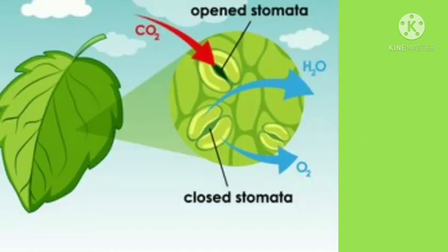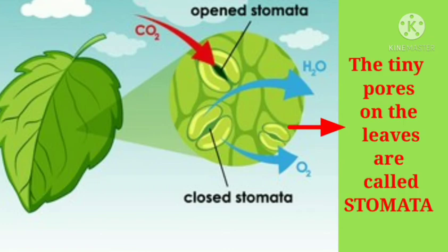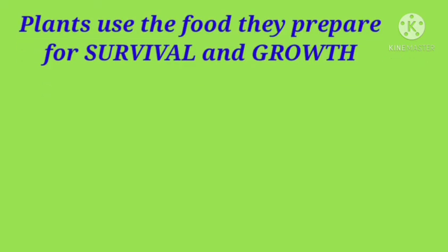Next we come to stomata. The plants have very tiny pores on their leaves. These tiny pores on the leaves are called stomata. Gases like carbon dioxide and oxygen enter through these.